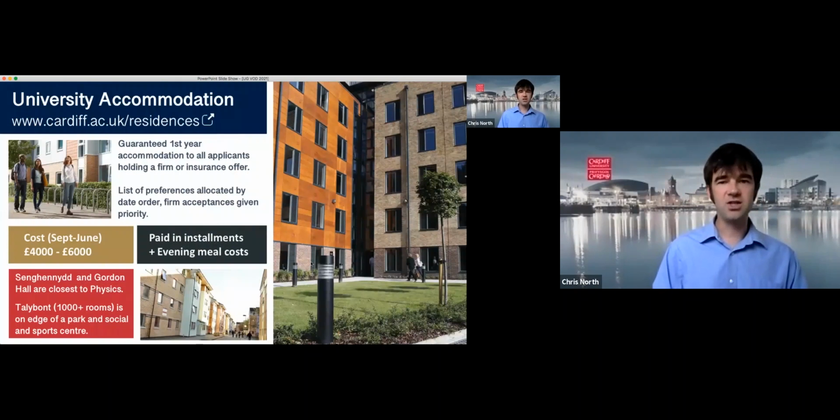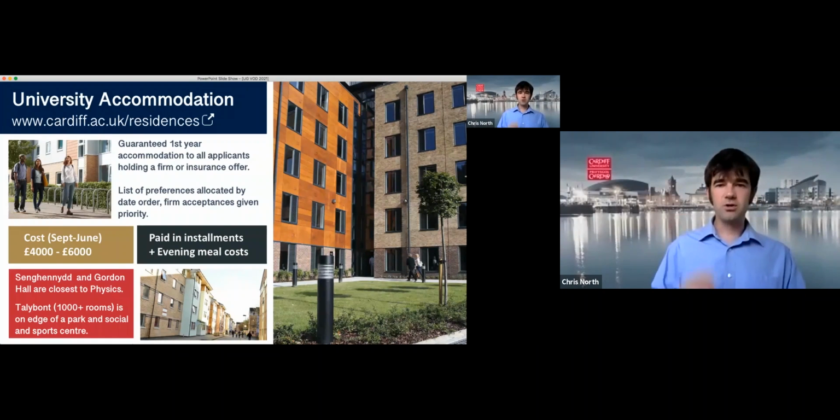Speaking of accommodation, all firm and insurance offer holders have guaranteed accommodation in university halls in their first year. So that means that if you put us as first or second choice, you'll be guaranteed accommodation in the residences that are run by the university, should you want it. We do have students who live in private accommodation or live at home, for example, in their first year. And other students who come through clearing and so on are generally found accommodation, and if there's nothing in the halls, then there is plenty of accommodation in Cardiff that the university will help you secure.